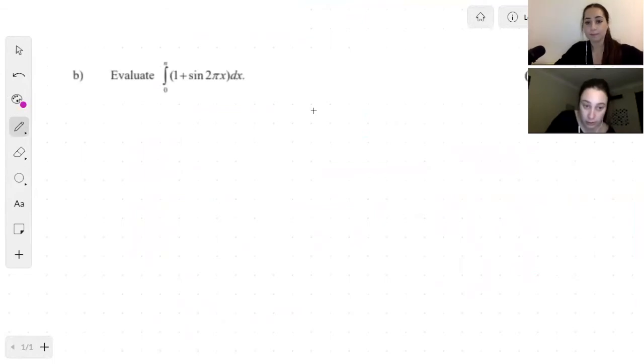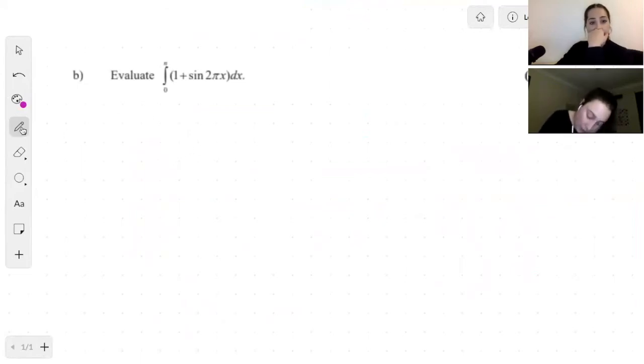Pi, and is that pi on the top? No, that's actually n. Is it? Yeah. So n just represents any integer. So it's just n. Okay. It could represent any number. Great. 2 pi x. Okay.